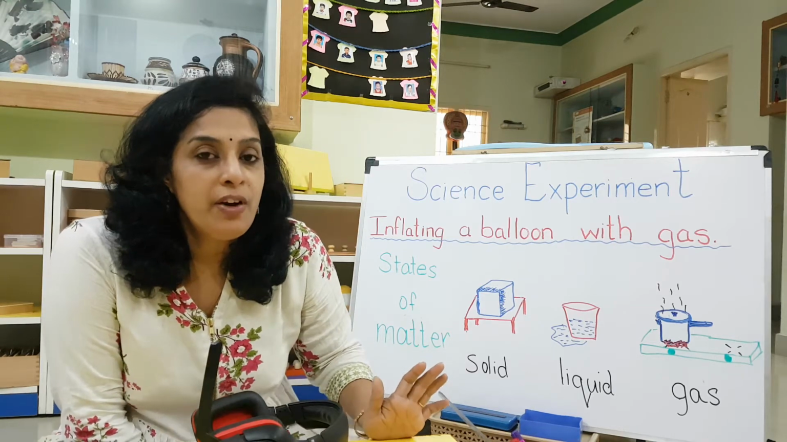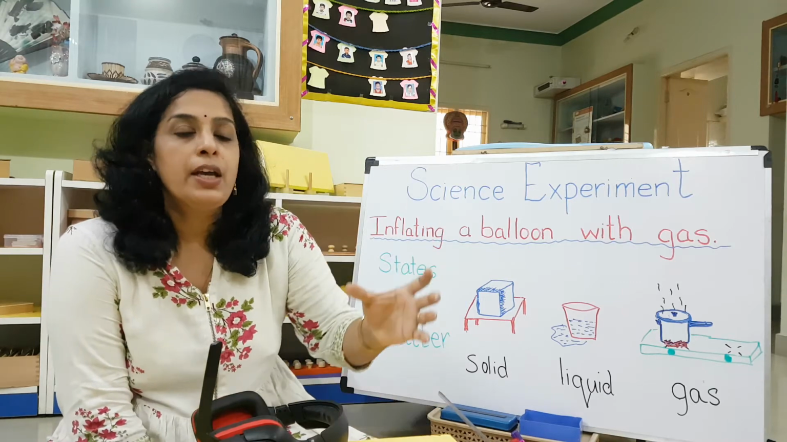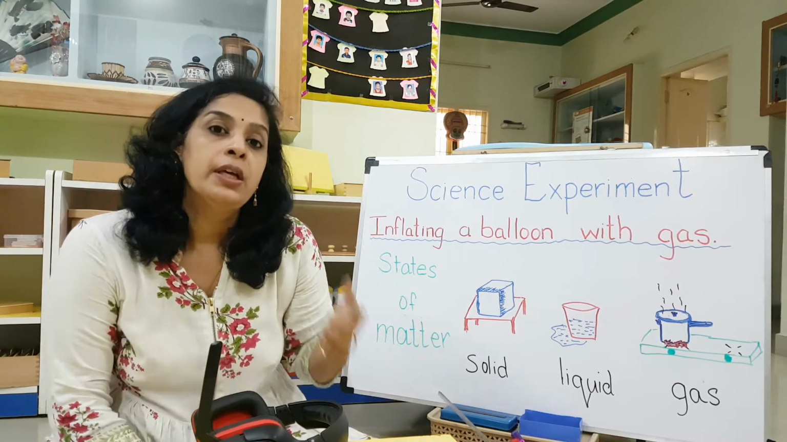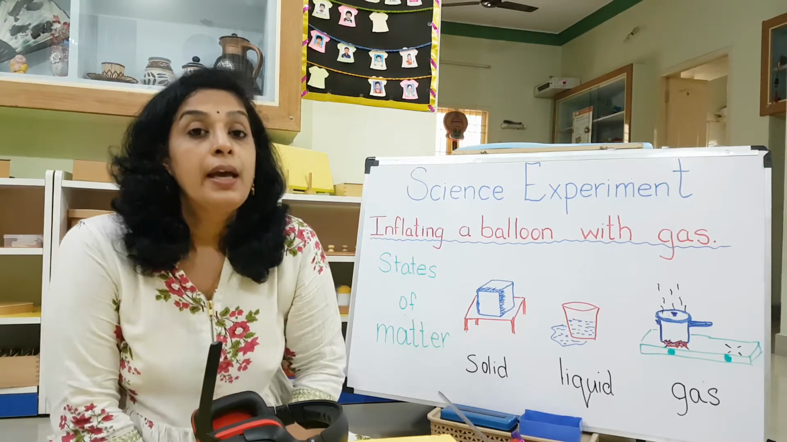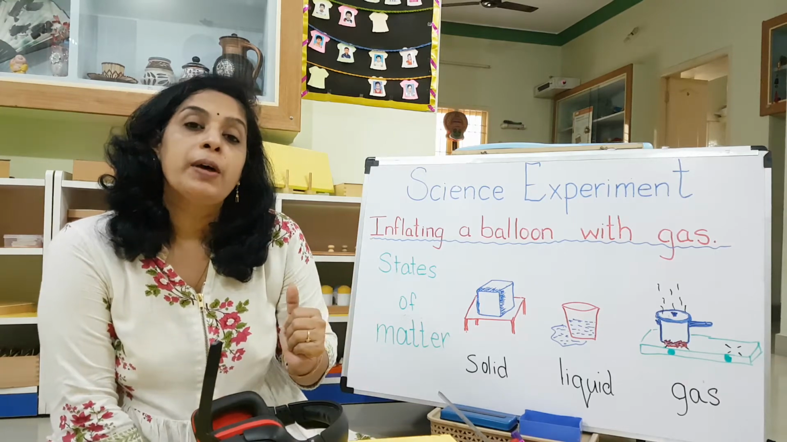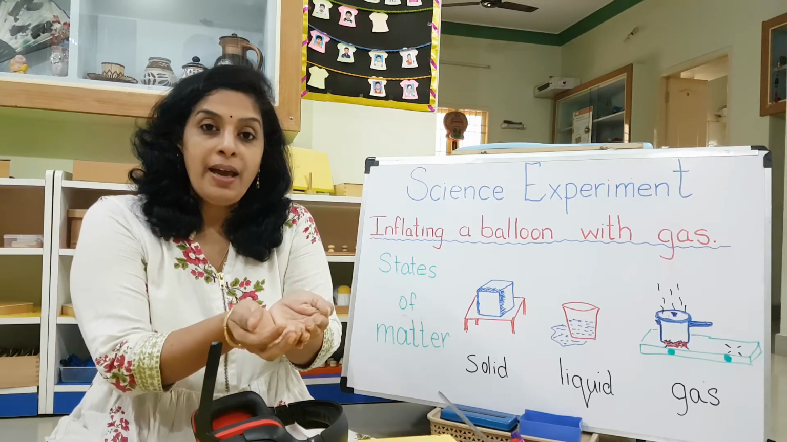So will you repeat the word for me? Solid. Anything that you can hold, cup, glass, spoon, அது எல்லாமே solid. உங்களால கையில பிடிக்க முடியும் அதெல்லாம். சரியா? Solid. Next one is liquid. Liquidங்கிறது தண்ணி மாதிரி. Can I hold water like this in my hand?